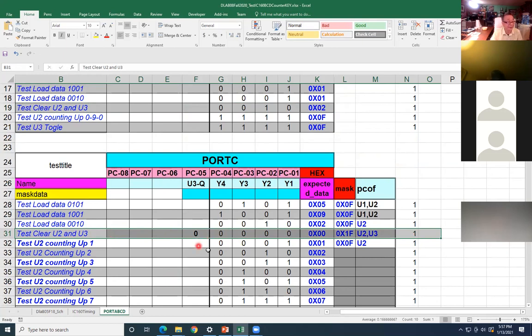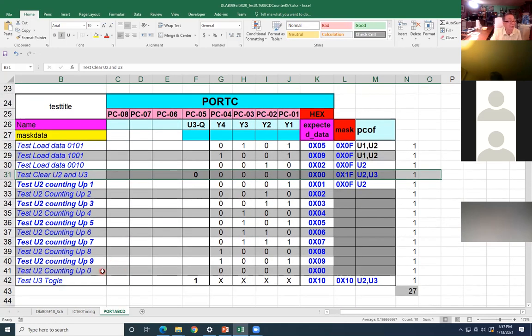That means they guarantee the output of the counter will be 0. And also the clear for U3 pin 5 will also be 0. Then now they will start counting up 1, 2, 3 to 7, 8, 9, 0. And after you count up to 9 and to 0, then the flip-flop U3 has to toggle. Then it has to go to 1.